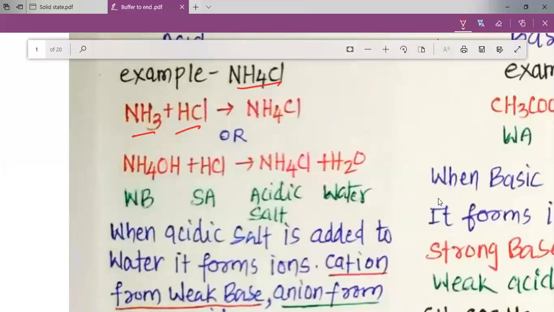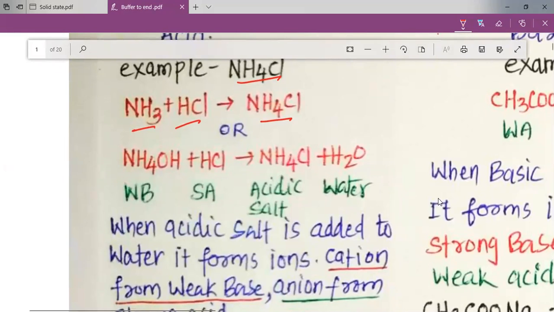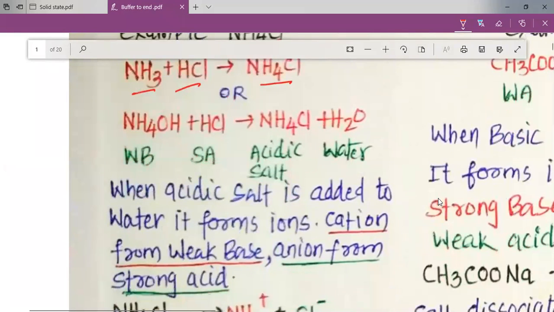When you allow ammonia and hydrochloric acid to react with each other, we get NH4Cl. At the same time, my dear students, when NH4OH, which is a weak base, reacts with the strong acid HCl, it gives us the acidic salt NH4Cl and water.